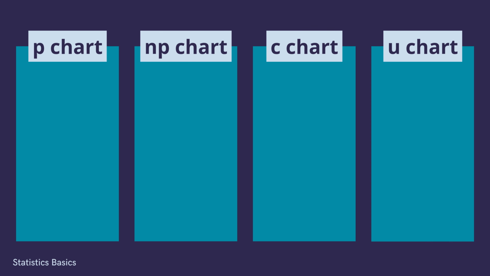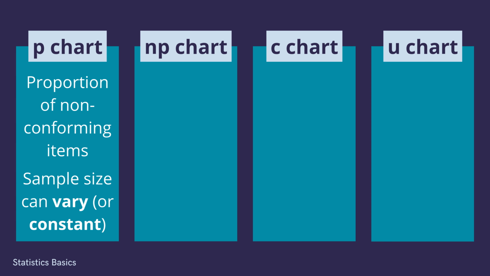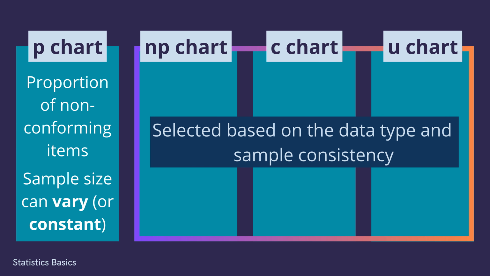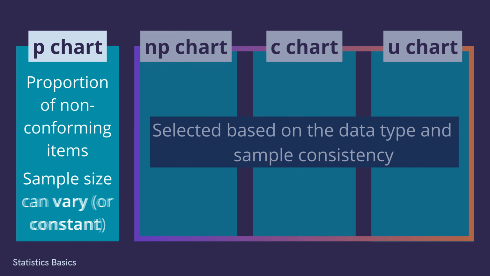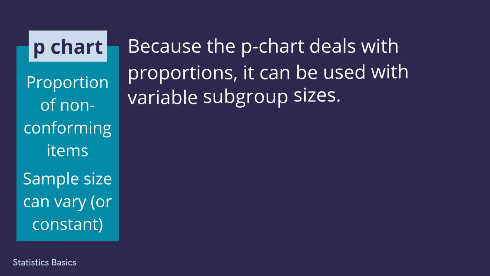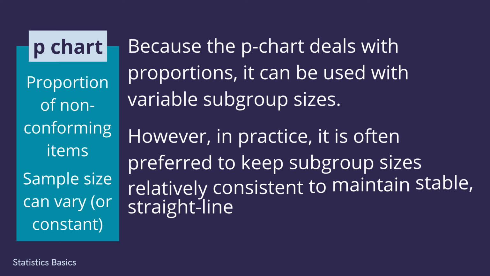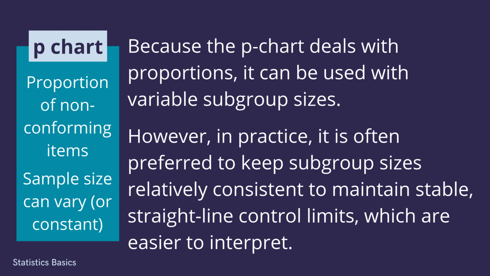While the p-chart monitors the proportion of non-conforming units, other attribute charts are selected based on the data type and sample consistency. Because the p-chart deals with proportions, it can be used with variable subgroup sizes. This means the number of items inspected in each set does not have to be identical. However, in practice, it is often preferred to keep subgroup sizes relatively consistent to maintain stable, straight-line control limits, which are easier to interpret.